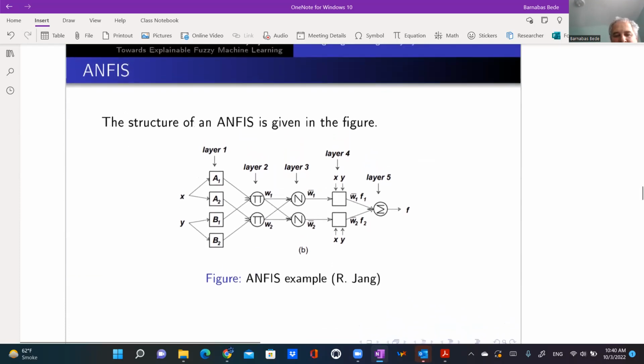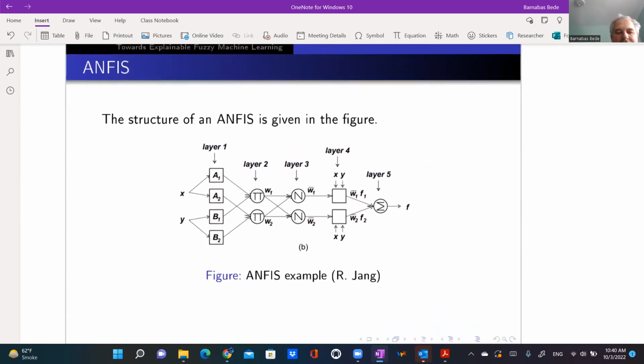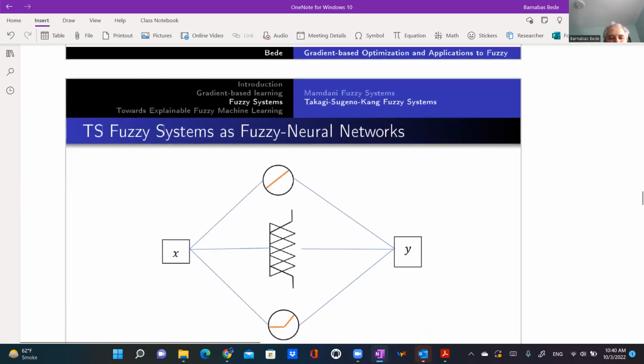So this is the structure of an ANFIS, and this is from the original paper by Jang. If you have two antecedents, then you calculate the output of these, and then you combine them in the output f as a weighted average. So it's a neural network.